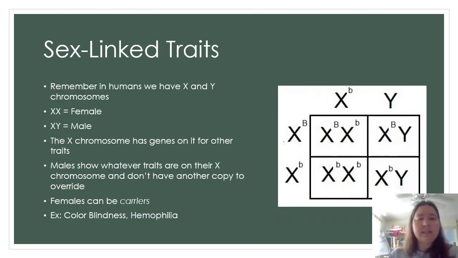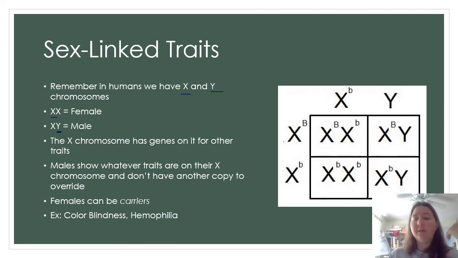Last but not least is sex-linked traits. Okay, so as a human, we have an X and a Y chromosome, or X or Y. If you have 2 X's, you're a female. If you have at least 1 Y, you are a male. Now you could have two X's and a Y and you'd still be a male. The Y chromosome carries genes that are directly related to being male. But the X chromosome contains other genes that you need. That's why everybody has an X chromosome. The X chromosome has genes for other traits.